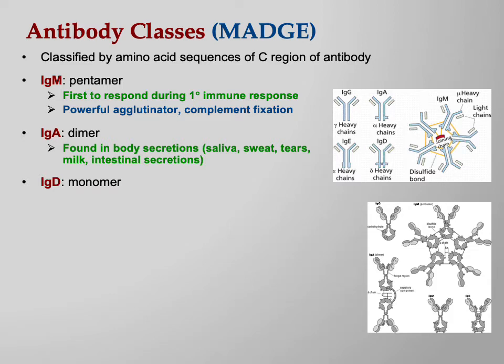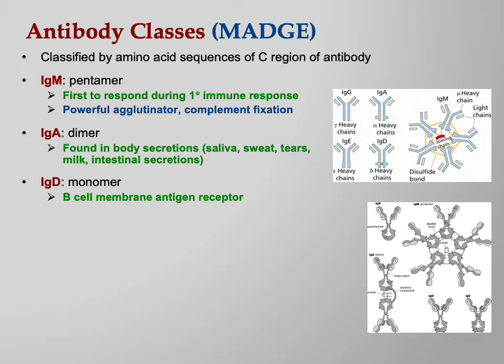IgDs, these are monomers, so this is a single Y. These are the ones that are on B cells, all right? B cells have IgDs all over the outside, and then when B cells clone into plasma cells, this is what the antibodies are, all right? It makes antibodies that are identical to the IgD, I mean, to the receptors.